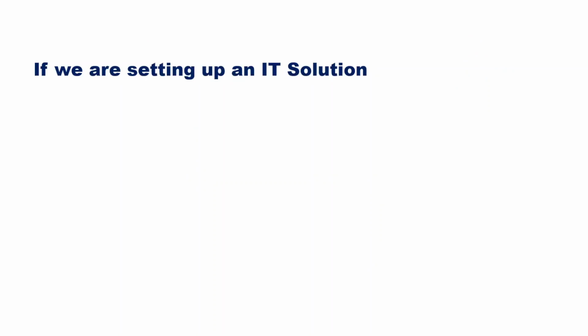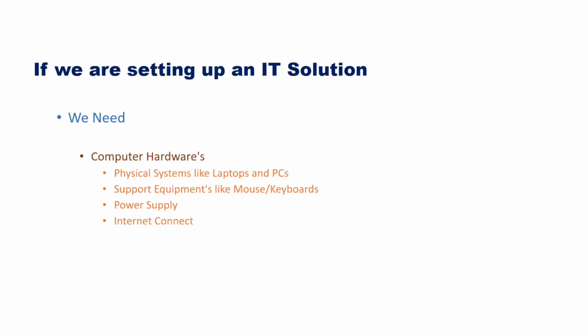If we are setting up an IT solution, then what do we need? First of all, we need computer hardware consisting of physical systems like laptops, personal computers, some support equipment, mouse, keyboards, and of course power supply to run the computer system, and an internet connection as well. However, power supply and internet connection are not directly computer hardware, but we are putting them as computer hardware because these are the basic needs. On top of it, we need computer software as well. We will elaborate this part in detail.